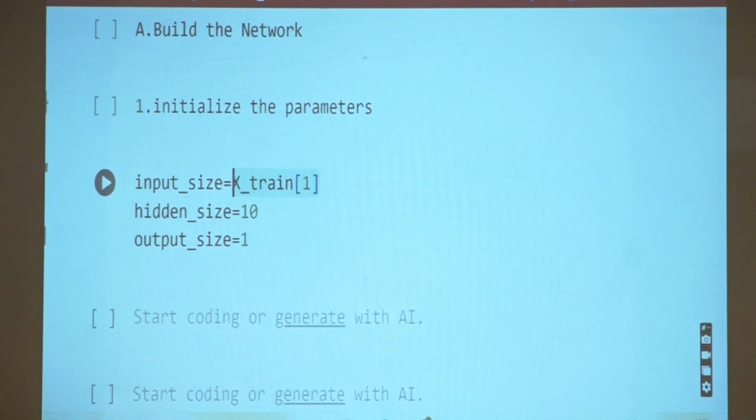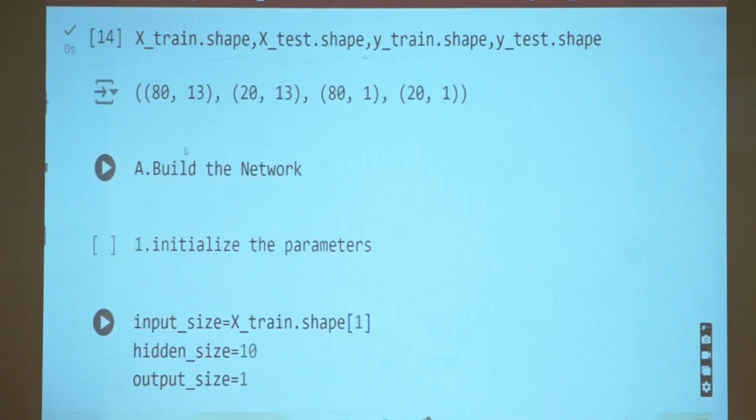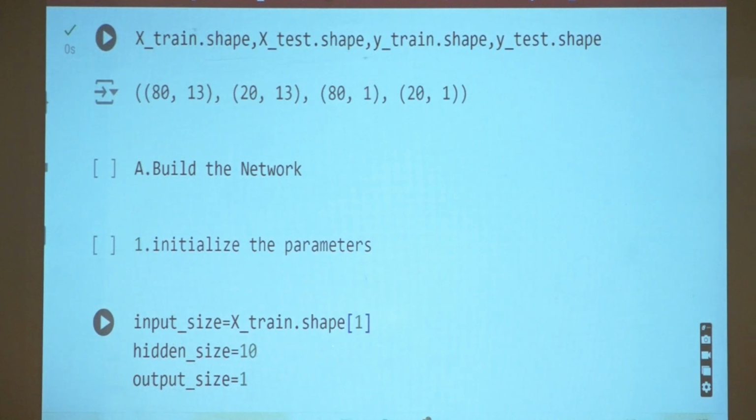Next, hidden size is equal to 10. I am randomly taking the hidden size. Hidden size is not the number of hidden layers. Hidden size is the number of neurons in the hidden layer. I am taking only one hidden layer with 10 neurons. That is a random value. You can put 8 or 20 and check. So I am initializing 3 parameters: one input layer with X train, one hidden layer with 10 neurons, and output size equal to 1, only one neuron in the output.